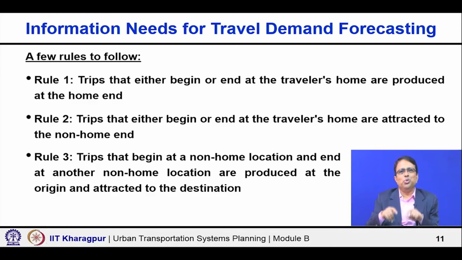But the moment the home is there, it is not so. Any trip, whether the origin or the destination, if one end is the home end, then the trip is always produced in the home end. The production is the home end and attraction is the other end. So, that is the 3 rules what you should always remember.